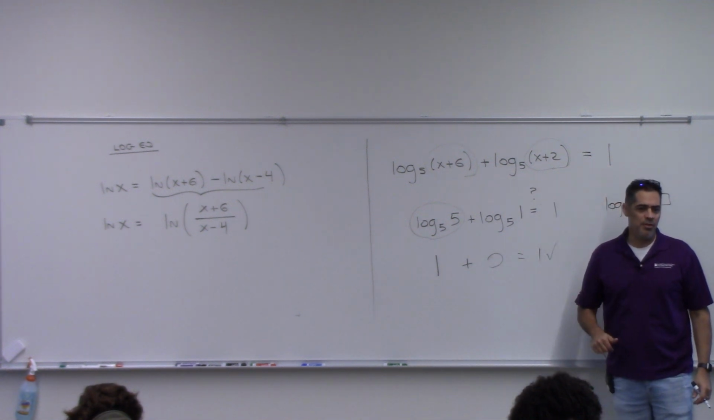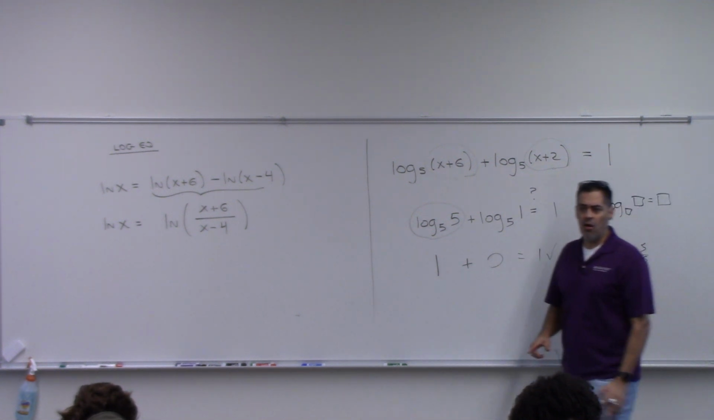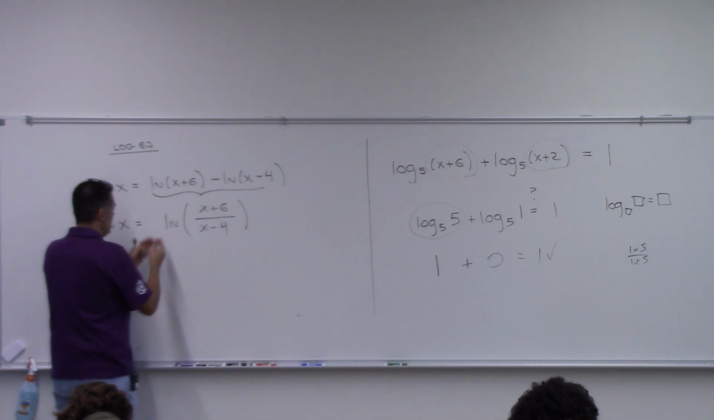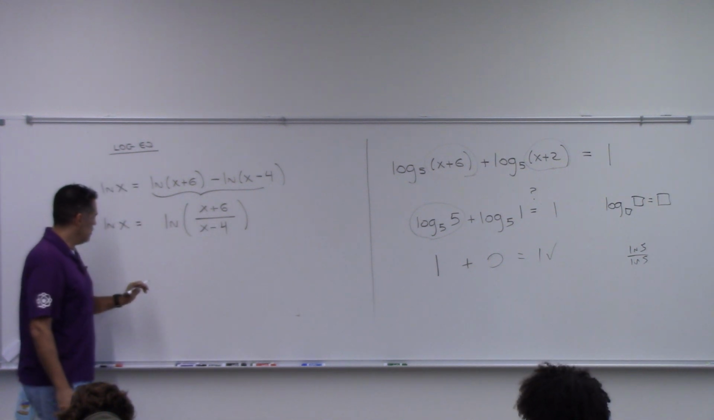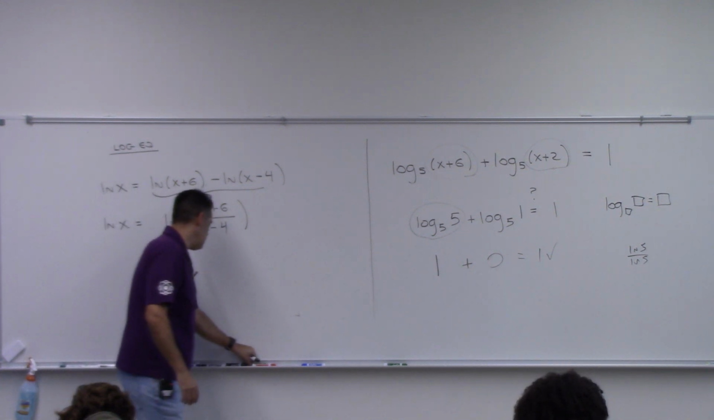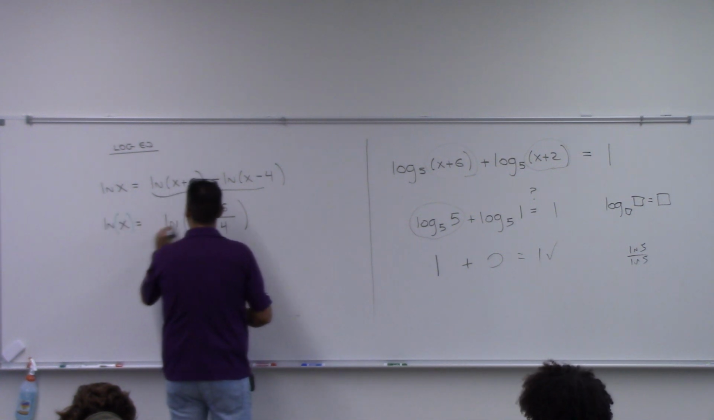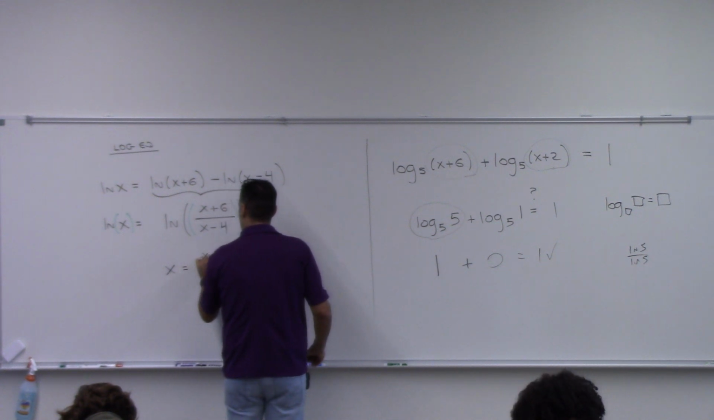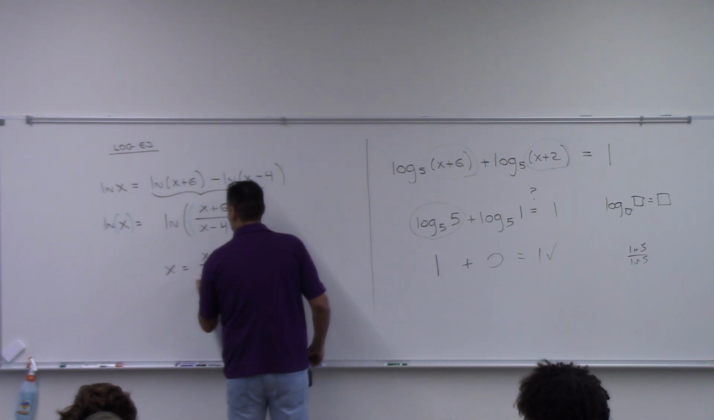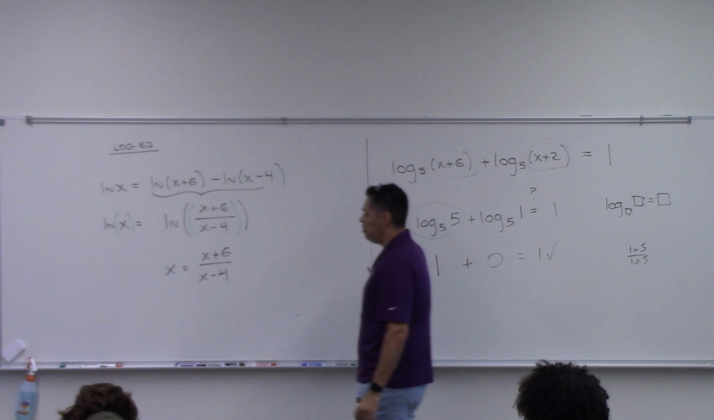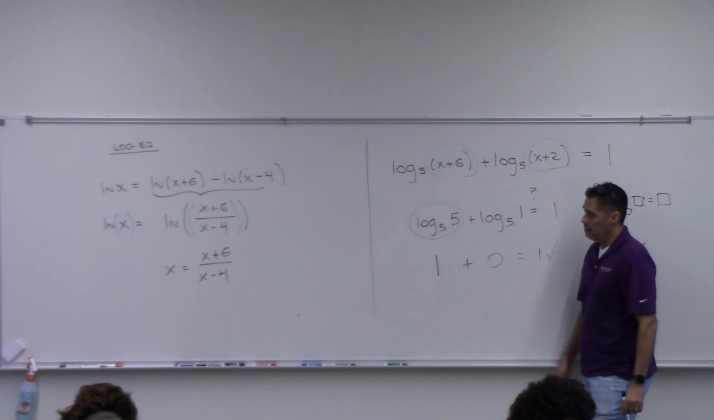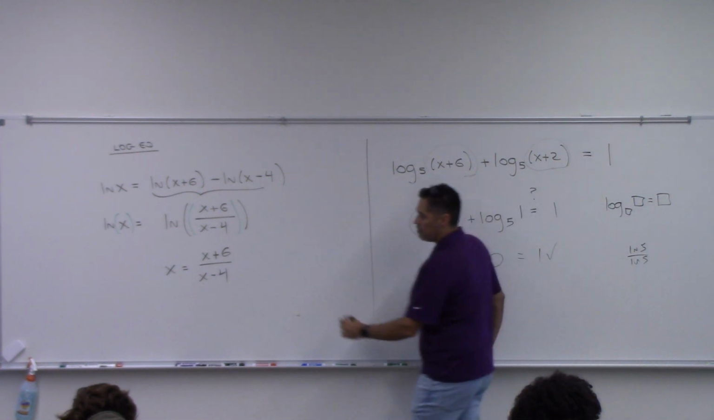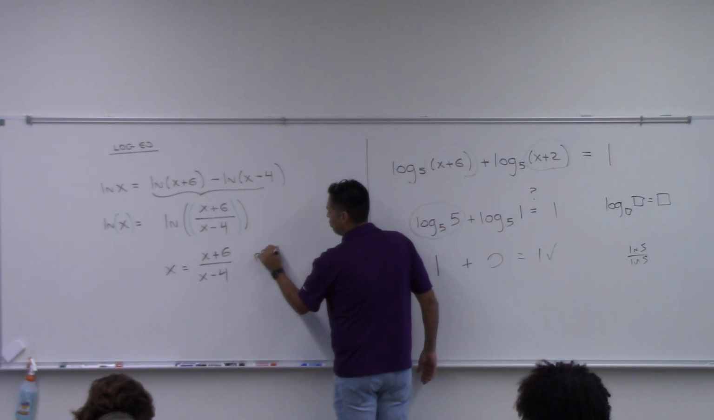Now you can set them equal to each other, right? Now you can set the arguments equal to each other because you're saying the natural log of x must equal the natural log of this. So I'm going to set the arguments equal to one another. I'm going to set this equal to that. So x must equal x plus 6 over x minus 4. And what you're now looking at, that right there, it's not a quadratic equation, is it? Not right now. It's called a rational equation.